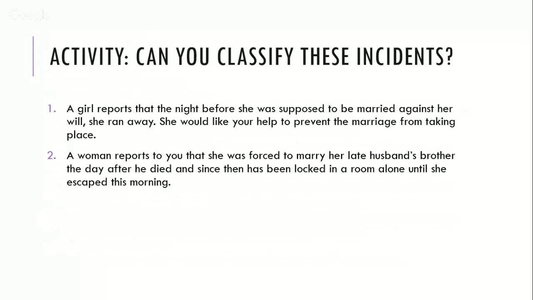Going through the prospect of being forced to marry is absolutely psychological emotional abuse. So we'd stop and classify this incident as psychological emotional abuse.